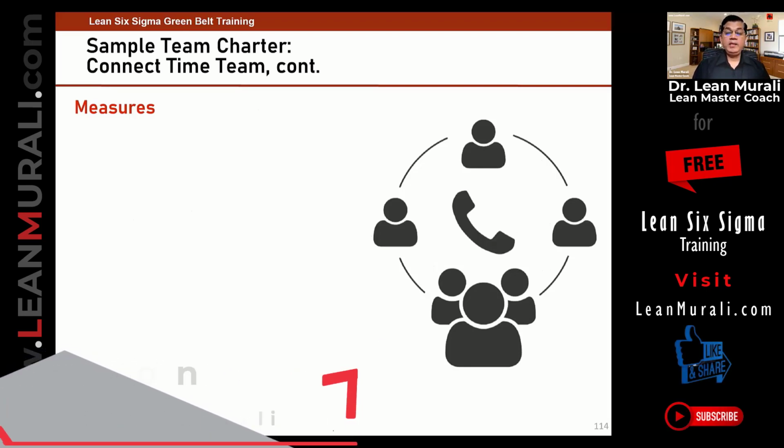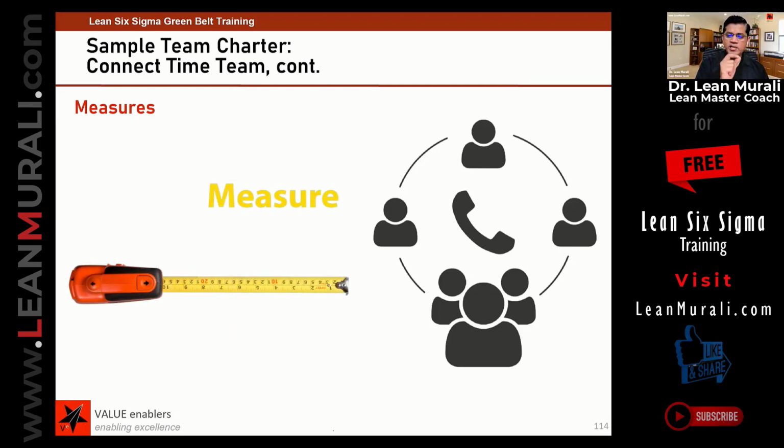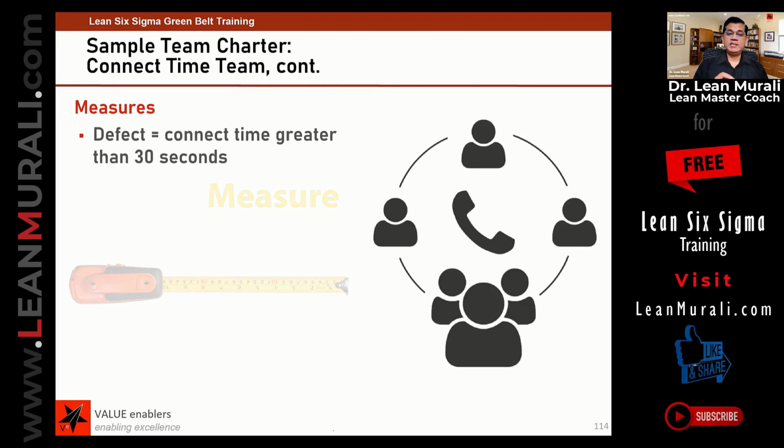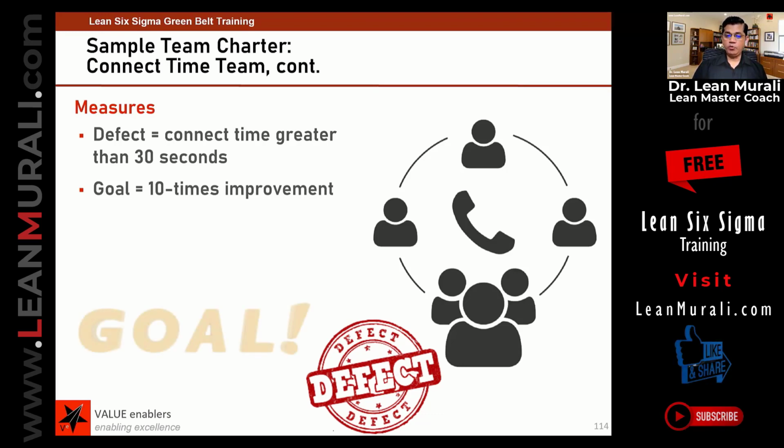Now, in the charter, we said we should have measures, deliverables, and resources. What are the measures? Let me go into the depth of what the measures are in this case. We can define it by saying a defect means connect time greater than 30 seconds. So the goal is a 10 times improvement. The call has to get connected within 30 seconds. Anything more than 30 seconds is a defect.